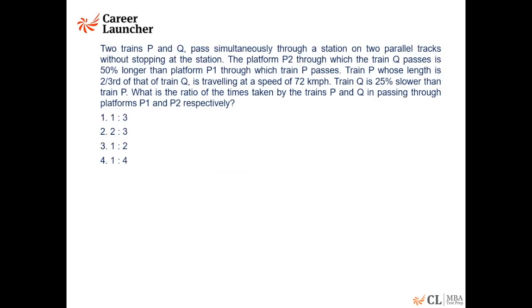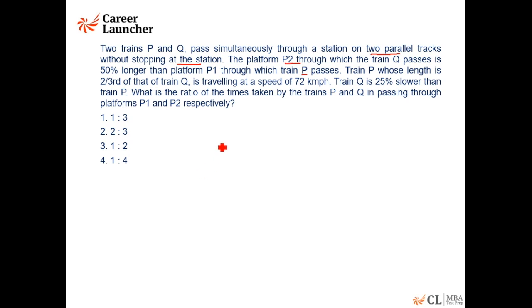Two trains P and Q pass simultaneously through a station on two parallel tracks without stopping at the station. Platform P2 through which train Q passes is 50% longer than P1 through which train P passes. Train P, whose length is 2/3 of what Q is, traveling at speed of 72 kilometers per hour. Train Q is... okay. Too much data, let's write it down.